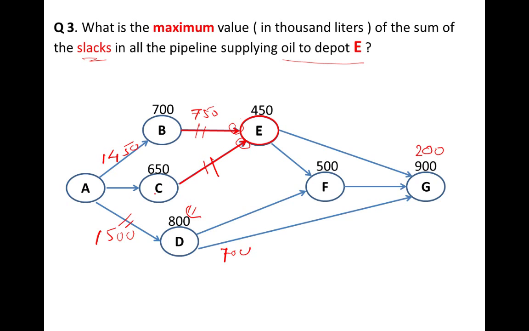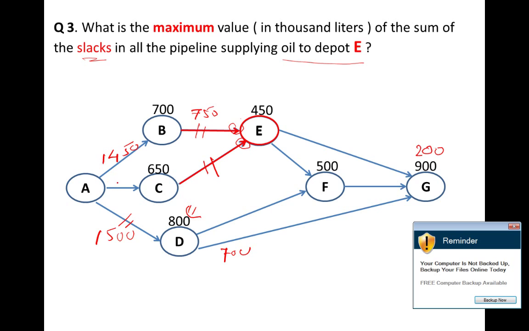It flows from here. Now 750 comes from B to E. A to C, we know here it could be 750. So what is the maximum it can take? The maximum it can take is 1400. But can I take these two figures?